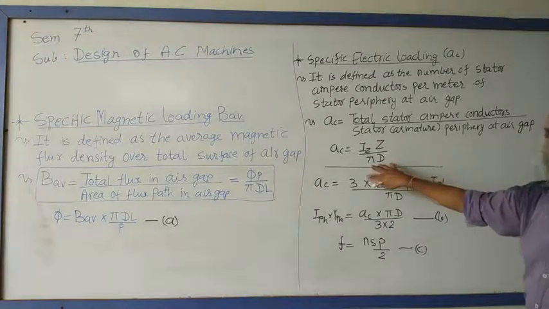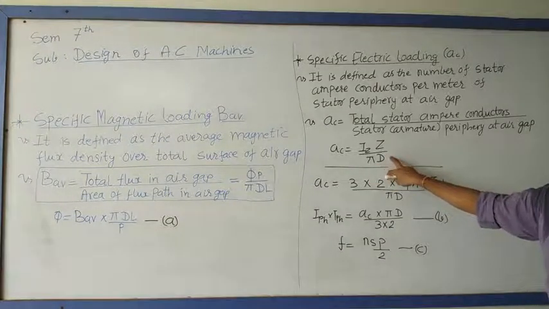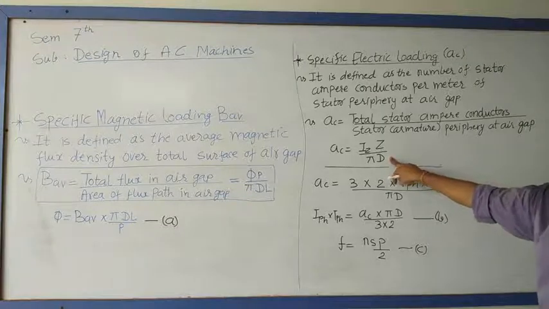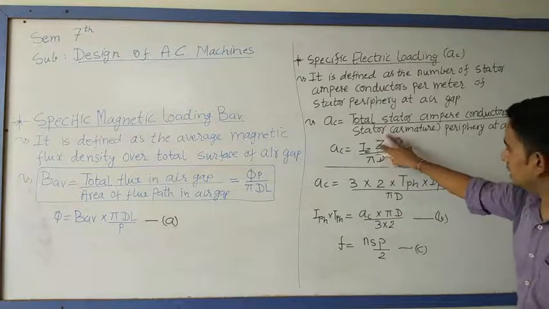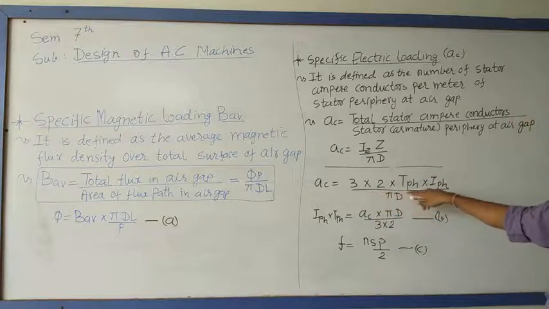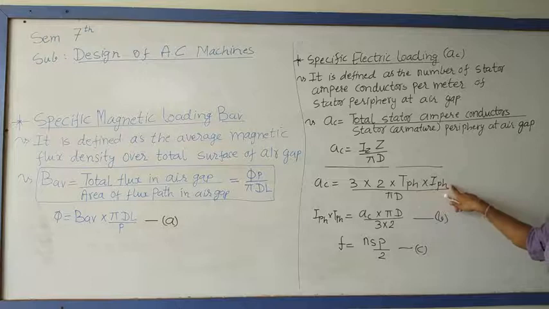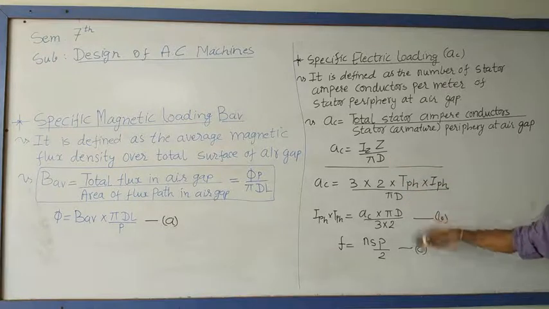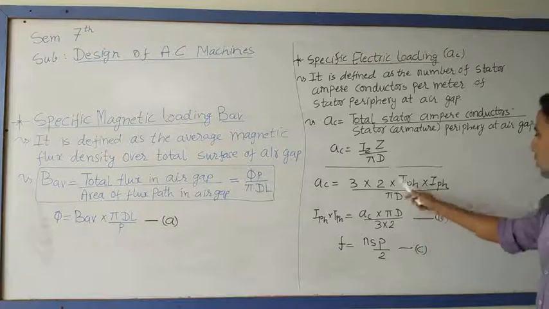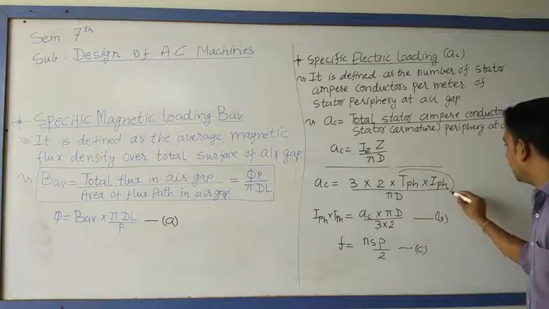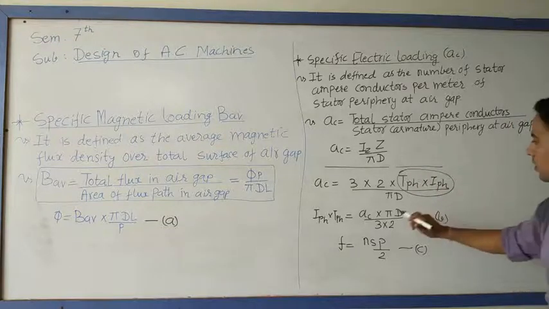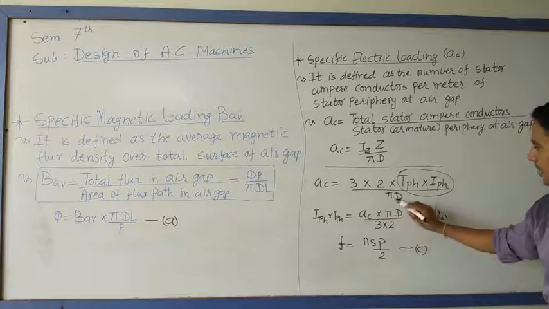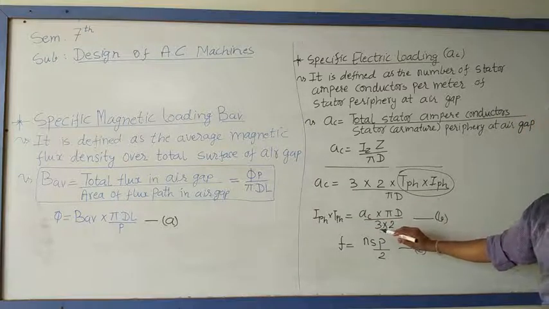It is denoted by pi d. What is d here? I have already shown you by means of diagram. D is the stator bore diameter. The another equation for AC is given as 3 into 2 into turn per phase into I phase divided by pi d. Out of this equation, if we make the equation for TPH and IPH, turn per phase into current per phase, what we get? AC multiplied by pi d divided by 3 into 2.